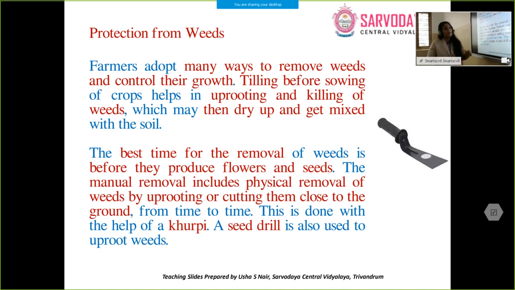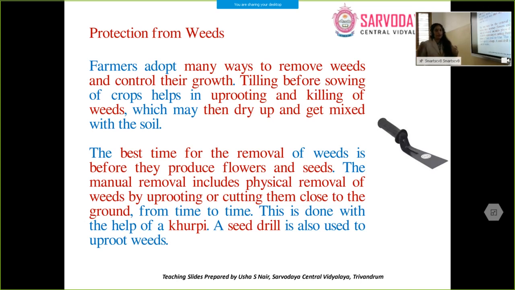Now they have been doing this manually. I've given an image of how they have been doing this manually. There's a tool there. The manual removal includes physical removal of weeds from time to time. So the manual removal by the farmer includes physical removal of weeds by uprooting or cutting them close to the ground. How can you remove the weeds? You can uproot or cut them close to the ground from time to time.